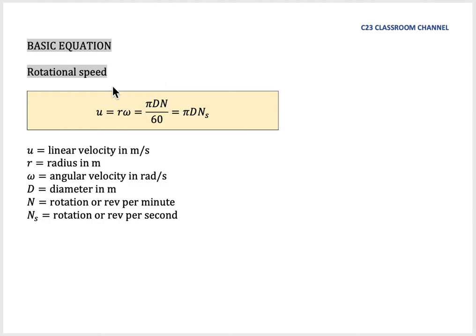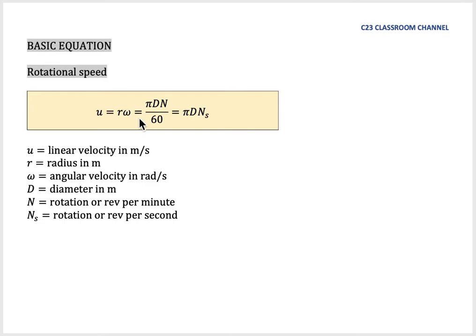First, we must know about rotational speed because the blade will rotate at a certain speed, so we need to understand the conversion between linear speed and rotational speed. The very basic idea is U is equal to R omega, where U is the linear velocity in meters per second, R is the radius in meters, and omega is the angular velocity in rad per second.